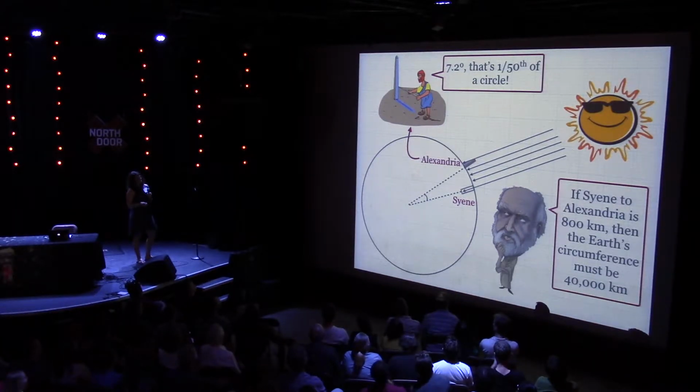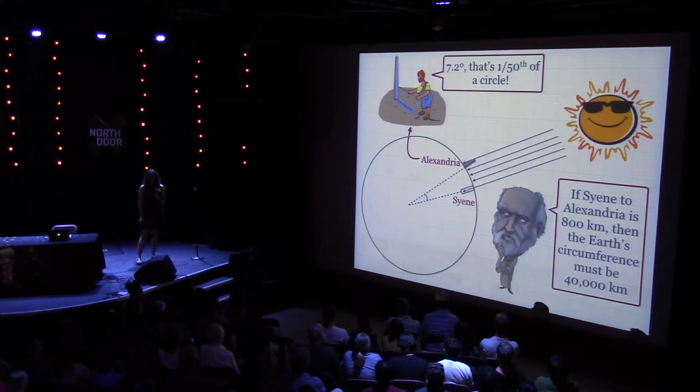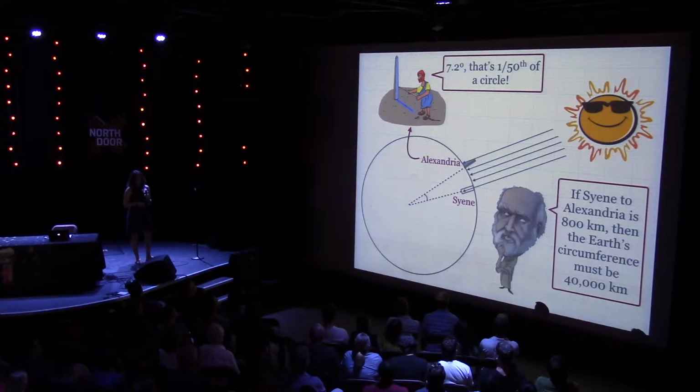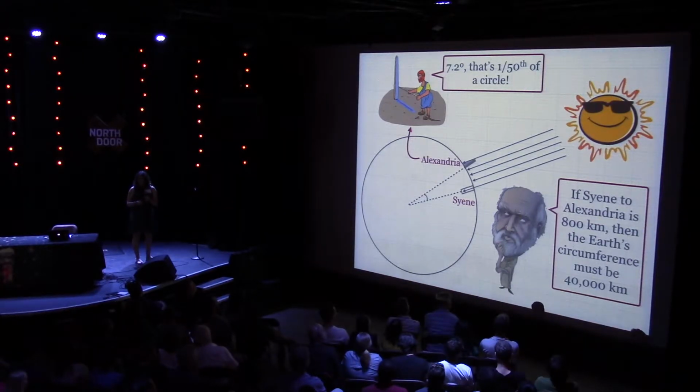Interesting. So since he knows that this distance between these two cities is 800 kilometers, and that makes up 1/50th of this entire circle, then he can say, well, the circumference of the Earth must be 40,000 kilometers. And it turns out that without ever leaving Egypt, he was actually correct. He was off by about 2%, which is pretty incredible for a guy with a stick in the ground.